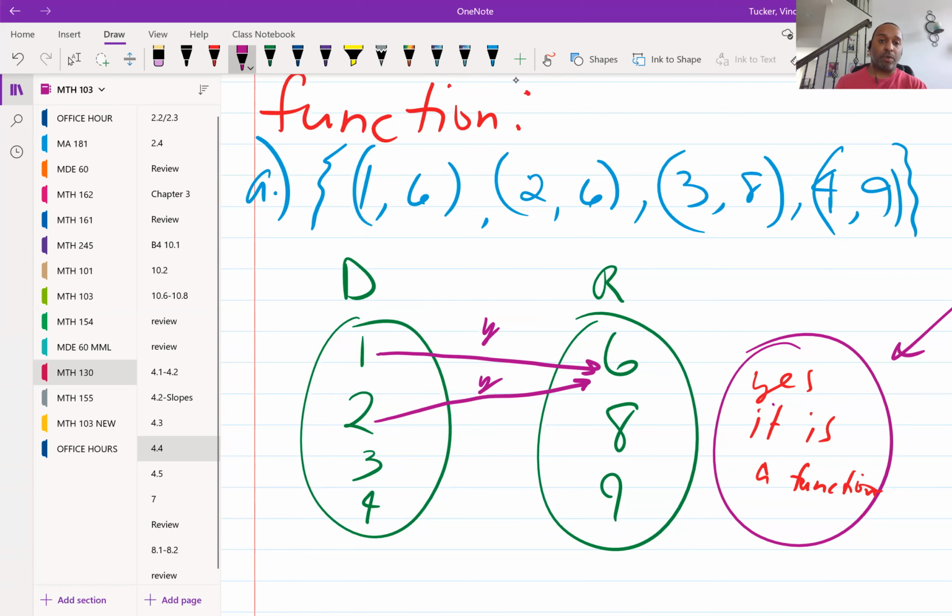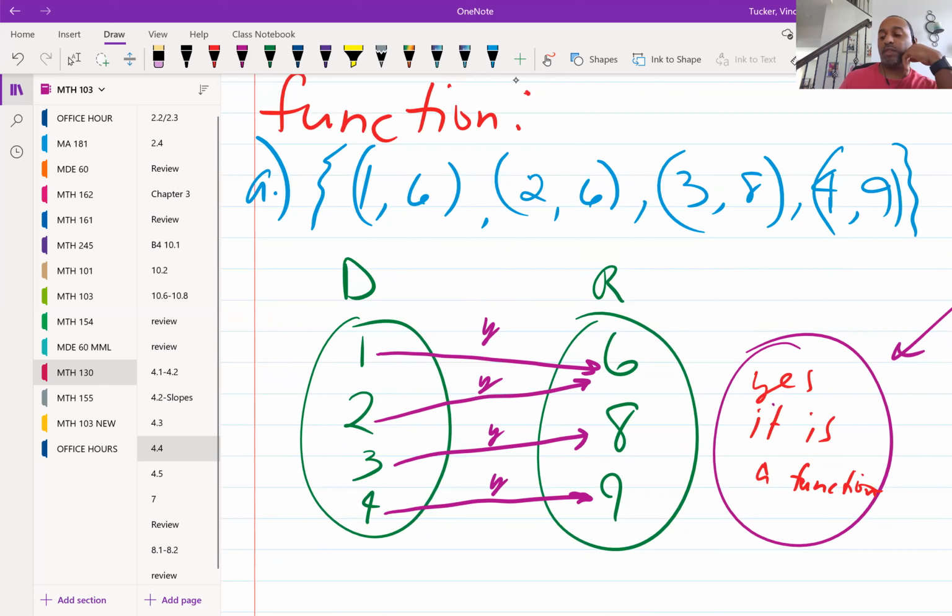You say, does 1 go to one value? The answer is yes. That number is 6. Does 2 go to one value? The answer is yes. The number is also 6. Does 3 go to one value? The answer is yes. Does 4 go to one value? The answer is yes. Because you can answer yes for all of these, that means you have a function.